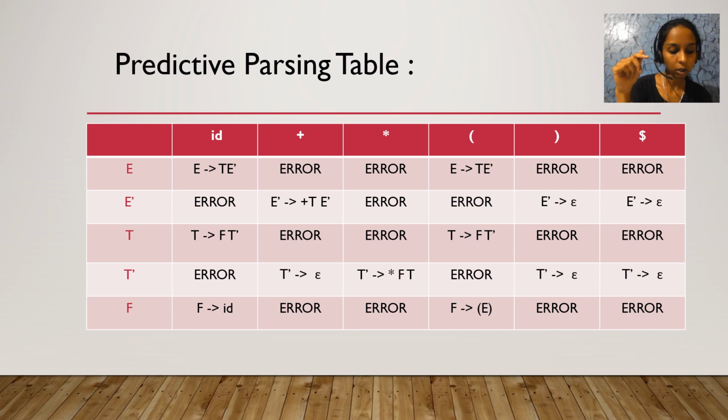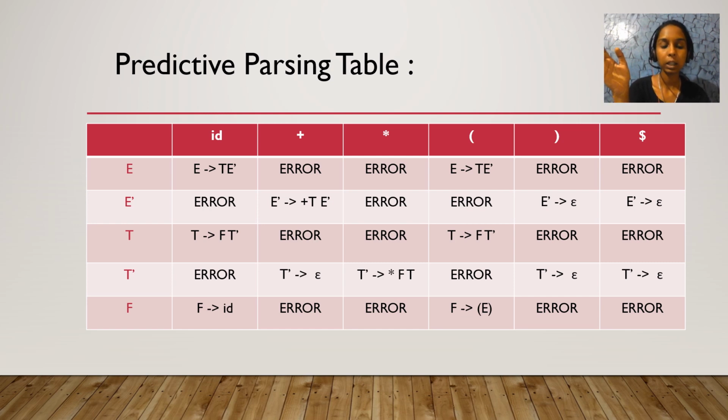Then next is E dash. First of E dash consists of plus and epsilon. In the place of plus we write E dash tends to plus T E dash, whereas for epsilon you have to consider the follow of E dash. Follow of E dash is dollar and close parenthesis. So in the places of close parenthesis and dollar you represent E dash tends to epsilon. Okay, so this is the rule.